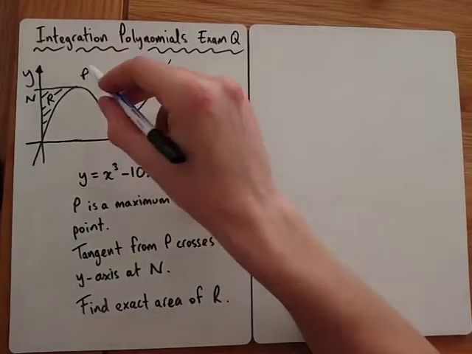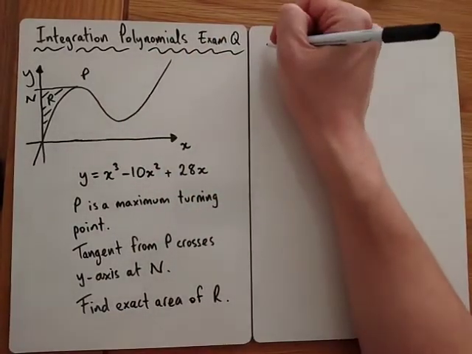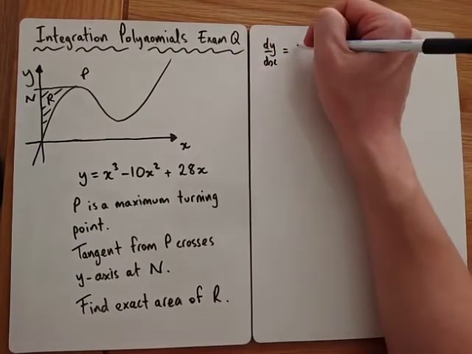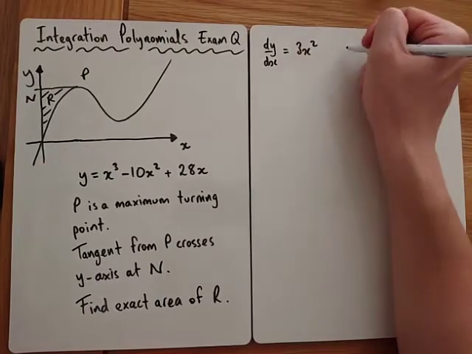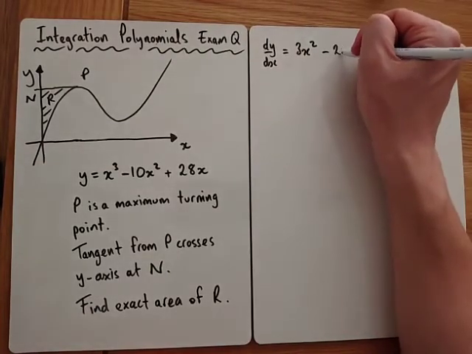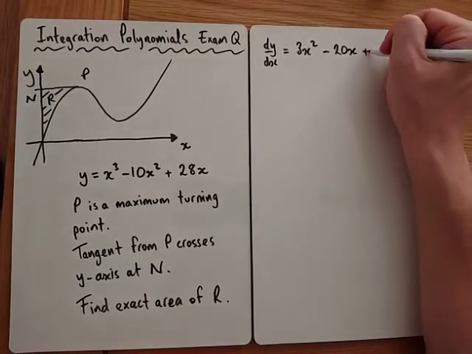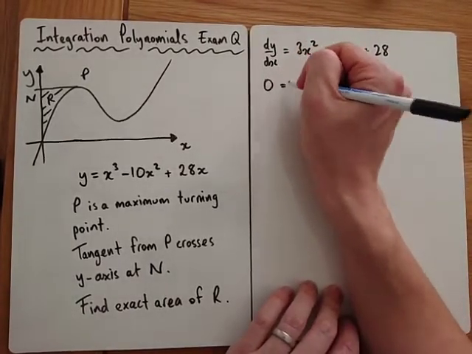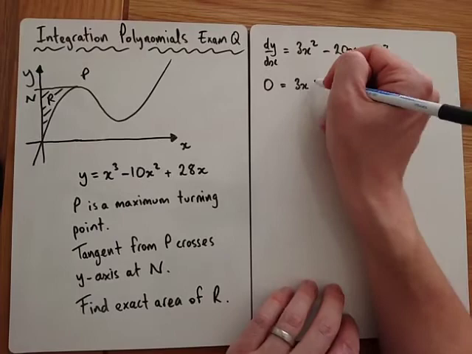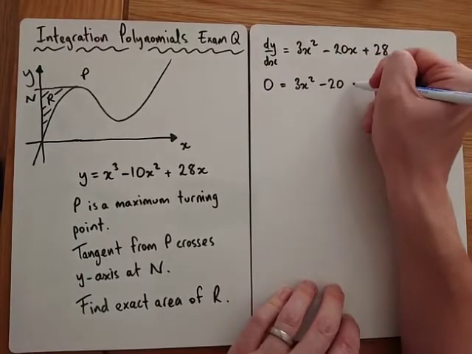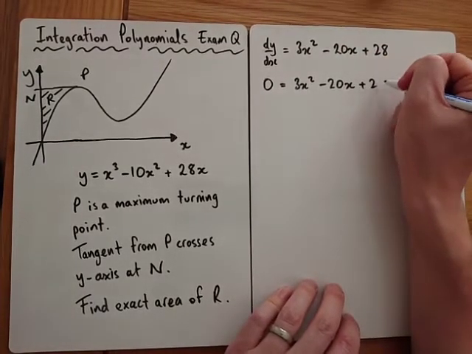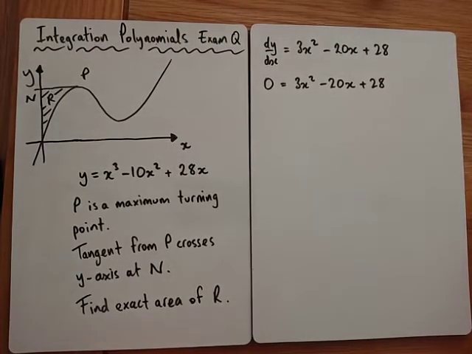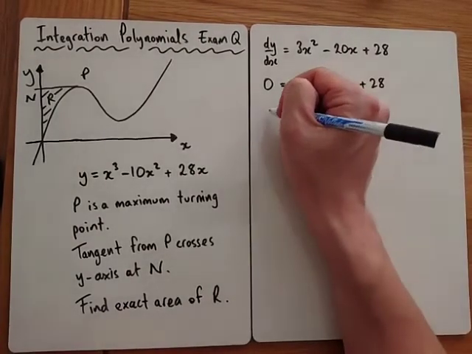First thing I'm thinking is let's find the coordinates for the stationary point. So dy by dx would equal 3x squared minus 20x plus 28. At the stationary point, set it equal to 0. No common factors, so we can't divide by anything. See if we can factorise it.